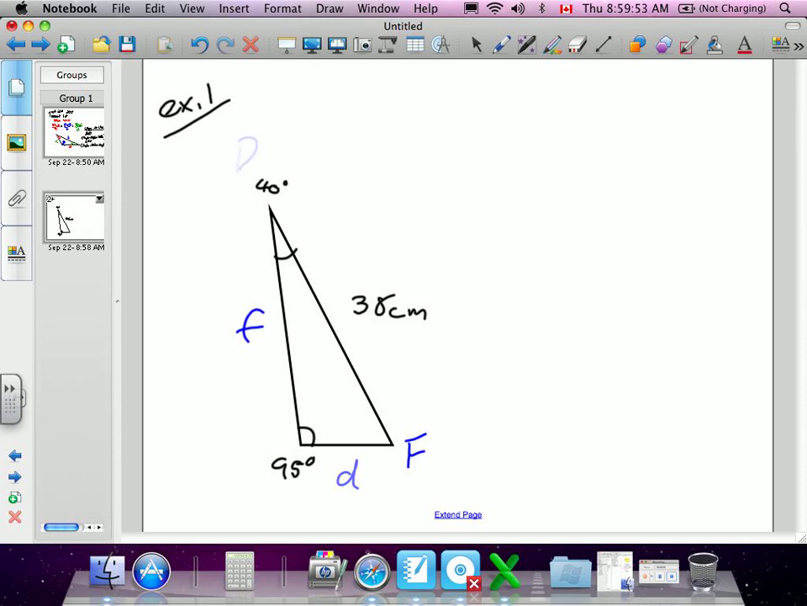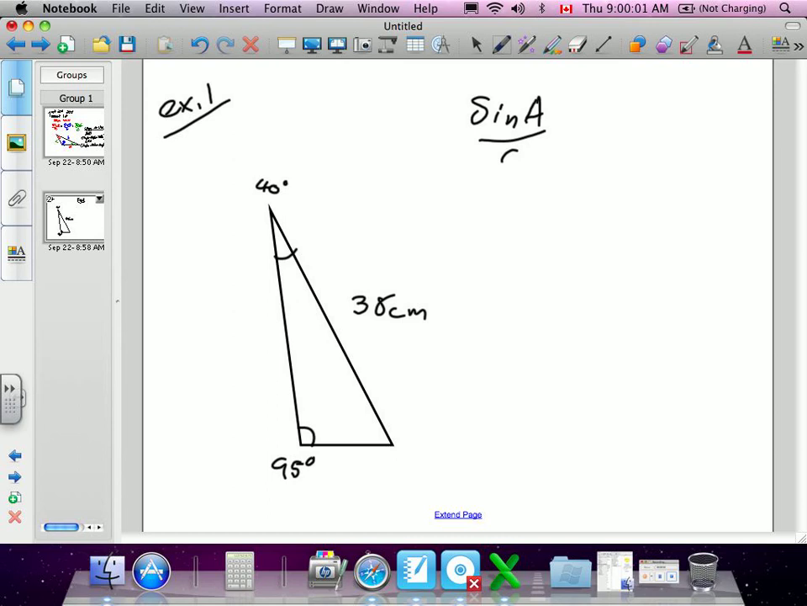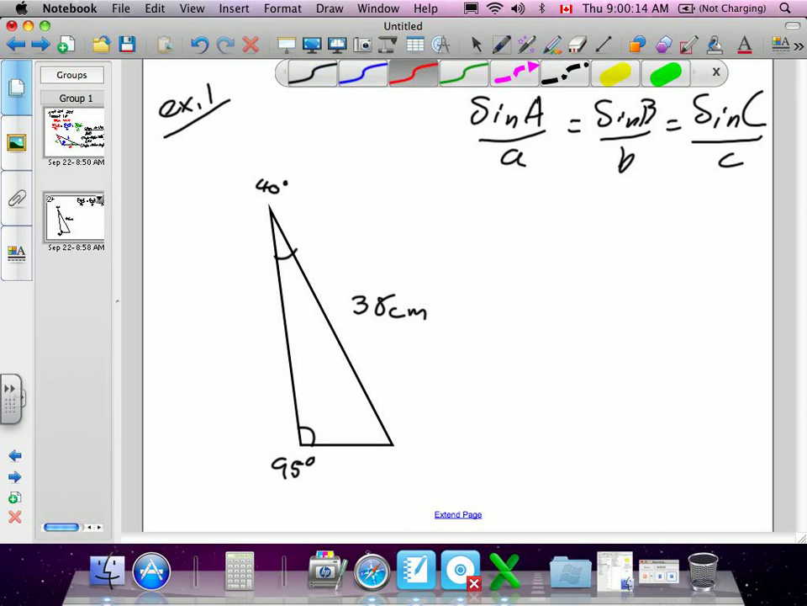Our law was sine A divided by side A, sine of angle B divided by side B, and sine of angle C divided by side C. We're going to rename our triangle. Okay? So we're just going to choose any side or any angle to be a letter. So what do you guys want angle A to be? 95. You got to choose a side. There's no X here yet. So we're going to call this A, the 95 degree, which means what side will be side A? That's right. The opposite side will have to be side A now.